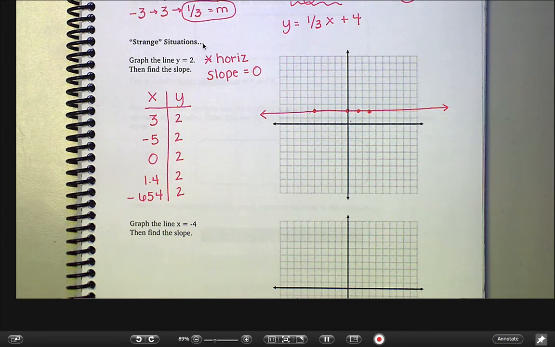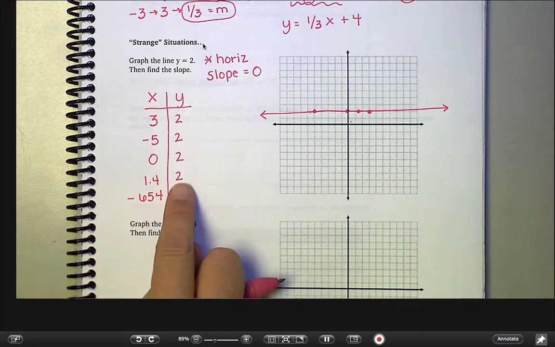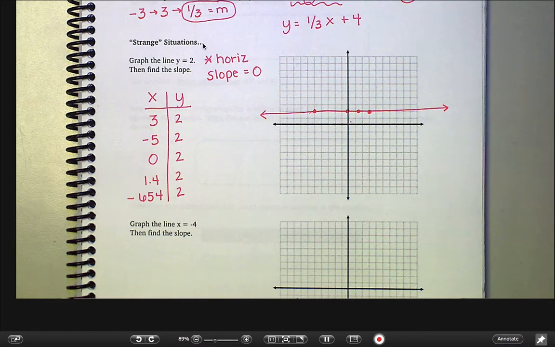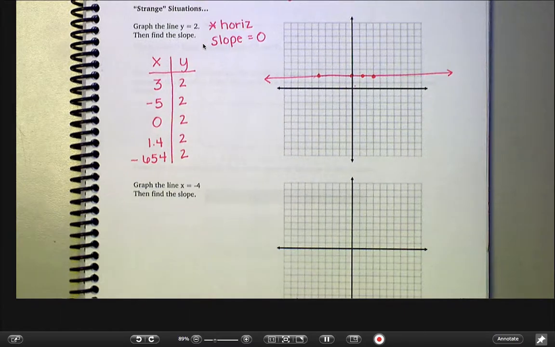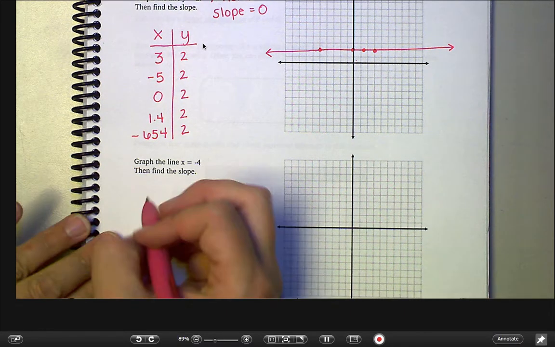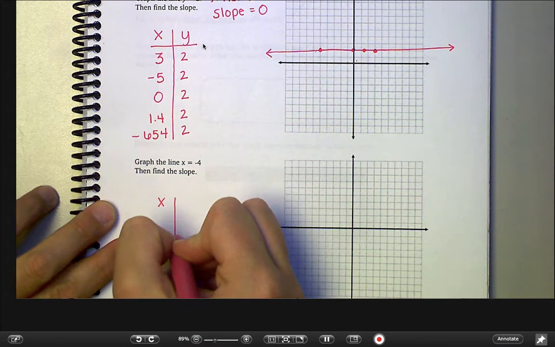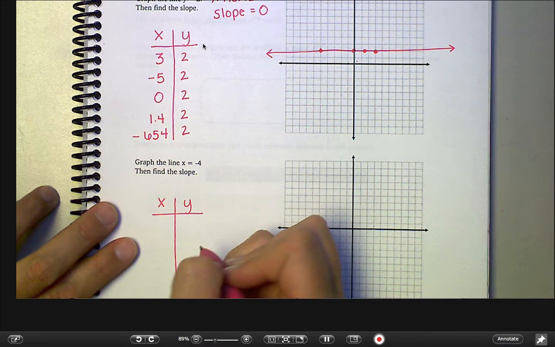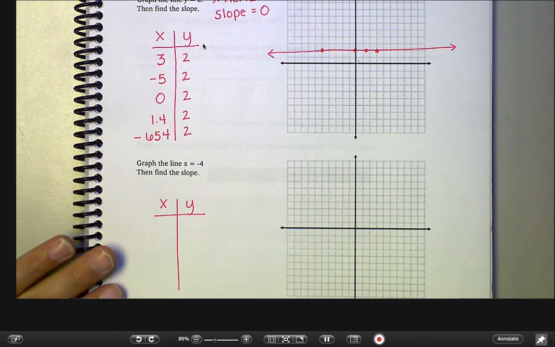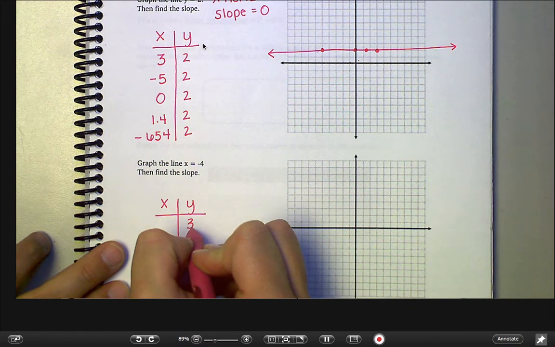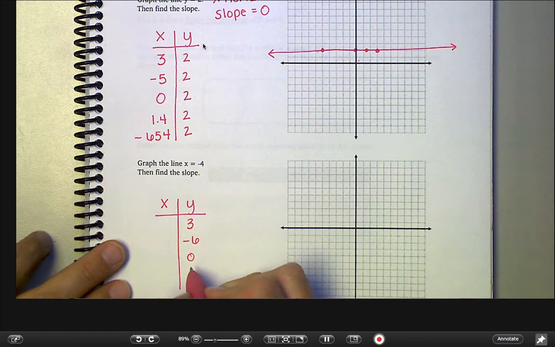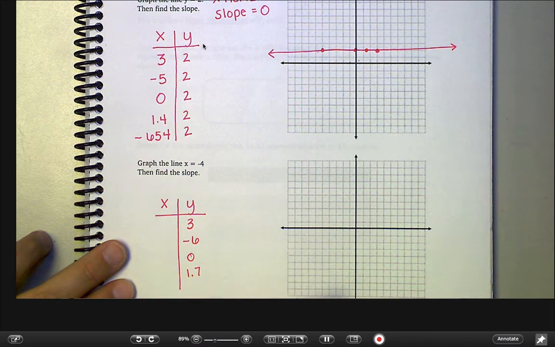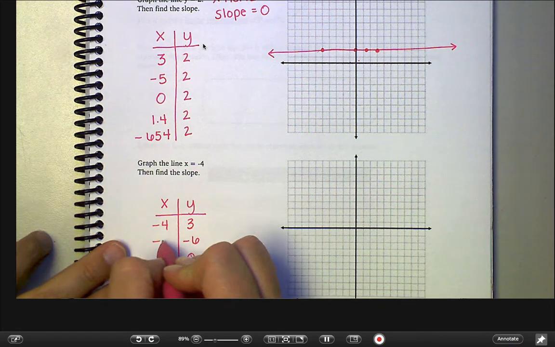Okay? And we could prove that using these points if we did the slope formula, but I'll show you that probably in class sometime. Okay, let's look at the graph x equals negative 4. Same idea here, except this time y is allowed to be anything it wants. Y could be positive, y could be negative, y could be 0, y could be a decimal, y could be something huge, like, I don't know, 289. And no matter what, x is always going to be negative 4.